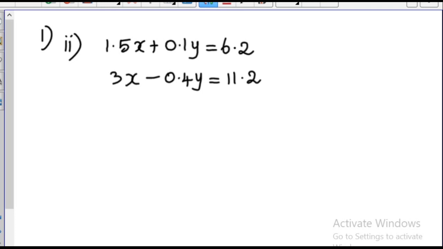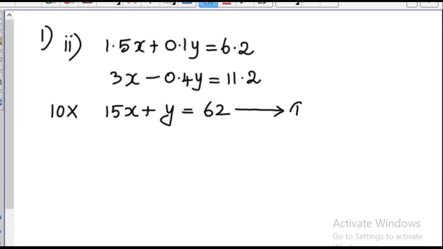So what do we have to do? We should multiply by 10. Okay, multiply by 10. So what do you get? 1.5 into 10. So what do you get? 15x plus 0.1 into 10, you will get 1. 1 into y is equal to 6.2 into 10, you will get 62. Consider this is equation number 1.